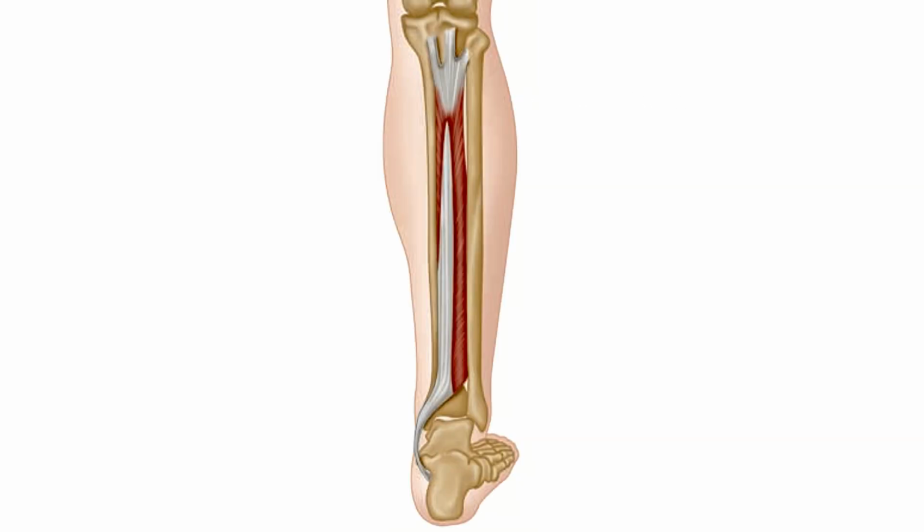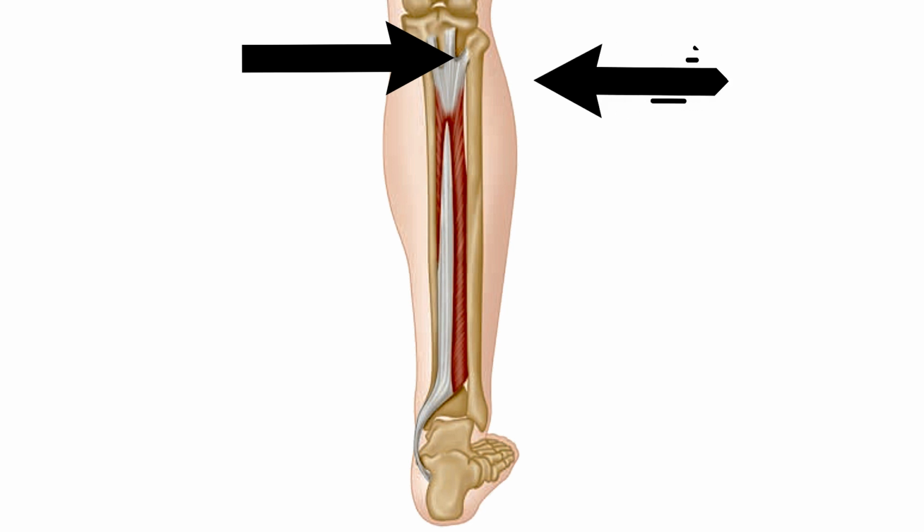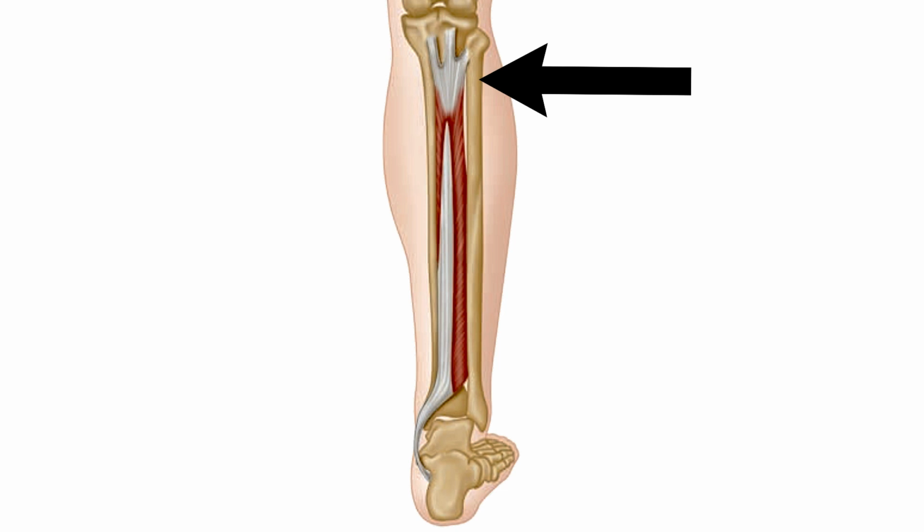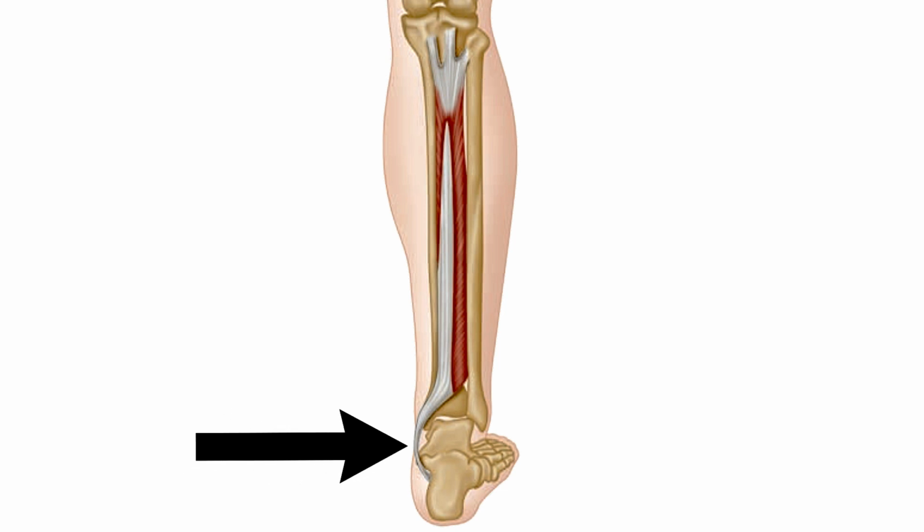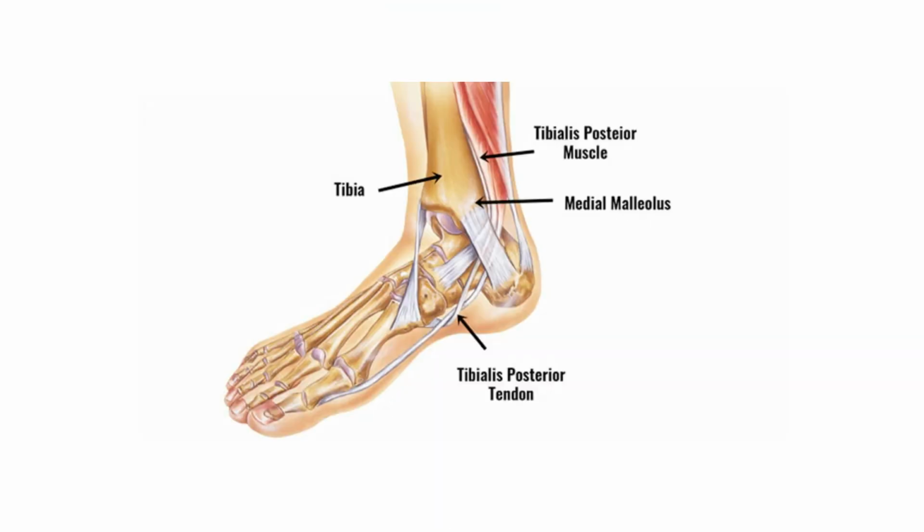Its origins are the lateral part of the posterior surface of the tibia, the upper 2/3 of the posterior surface of the fibula, and most of the interosseous membrane. Insertion is at the tuberosity of the navicular, and the plantar slip attaches to the medial cuneiform.